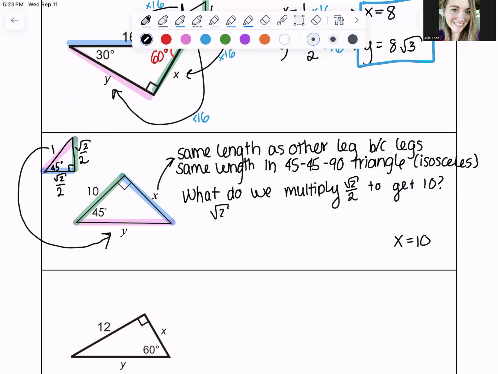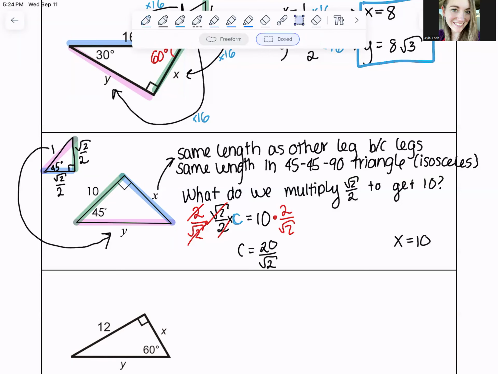So square root 2 over 2 times some constant that we're trying to solve for is equal to 10. What are we multiplying by square root 2 over 2 in order to get 10? We can get rid of the square root 2 over 2 in front of the c by multiplying both sides by the reciprocal of square root 2 over 2, which is 2 over square root 2. Those cancel, these cancel. You're left with c is equal to 20 divided by the square root of 2.